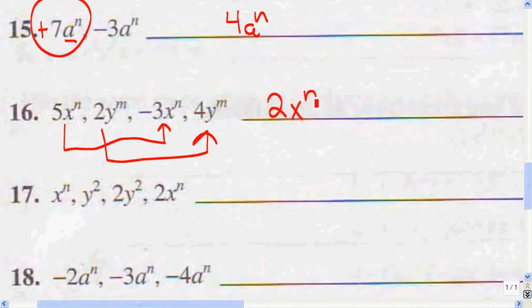Okay. And then I've got 2ym and 4ym. Since there's no sign, we know that they're positive. So we're going to add them. 4 plus 2 is 6. And since they're positive, our answer is positive. So we're going to put a positive sign separating the two terms. And we're going to write 6ym.